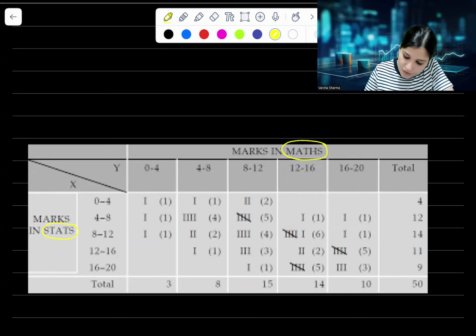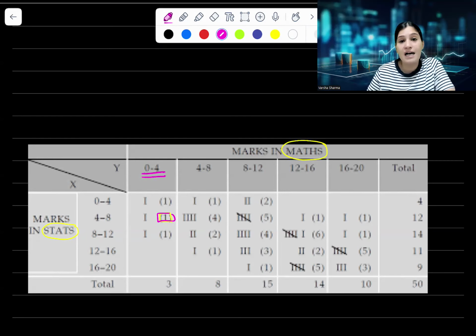So if I talk about this one student, it belongs in this category. This particular student has got marks in maths between 0 to 4 and in statistics has got marks between 4 to 8. Do you all agree with this? Yes, ma'am. What about these three students, the frequency 3?